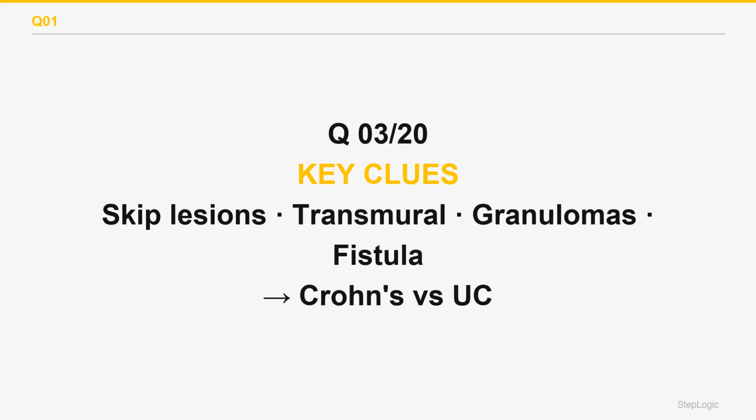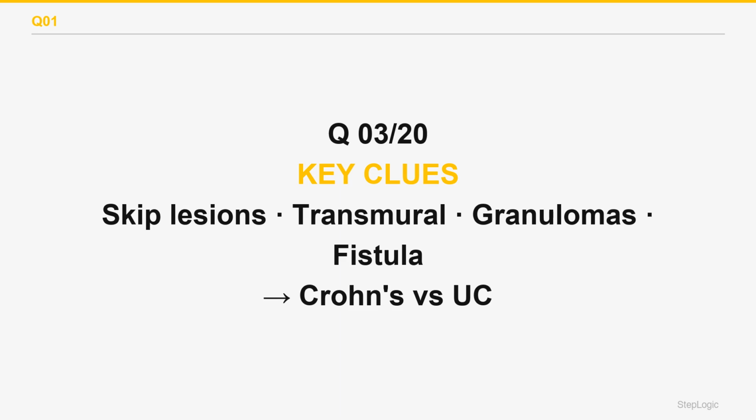Crohn's versus UC. Crohn's is transmural, can affect any GI segment, mouth to anus, has skip lesions, forms granulomas, causes fistulas and strictures. UC is continuous from the rectum proximally, mucosal only, no granulomas, no fistulas.